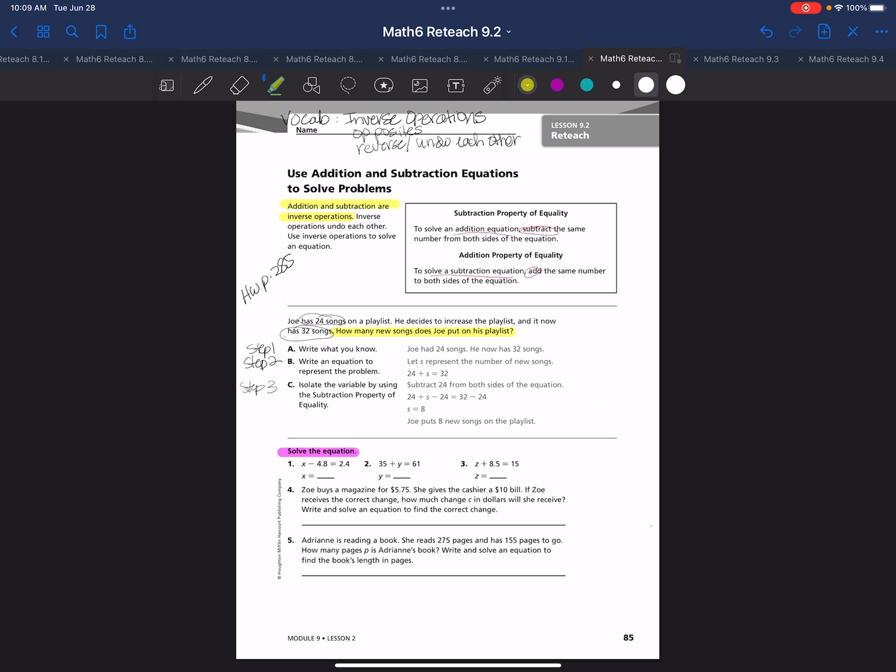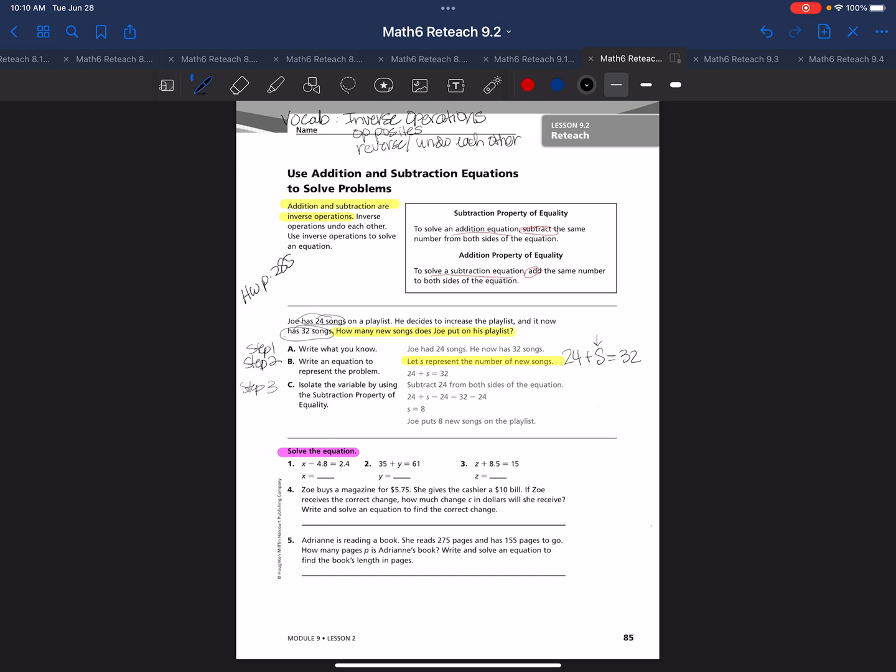They're asking how many new songs Joe puts on the playlist. You can use any variable you want. In this example, they just picked S. So if it's not given to you in the problem, you can pick any variable. Then it says write an equation. So we have 24 plus S equals 32. He had 24 songs, and now he has 32. So how many new songs did he put on the playlist? S is going to tell us how many new songs he put on the playlist.